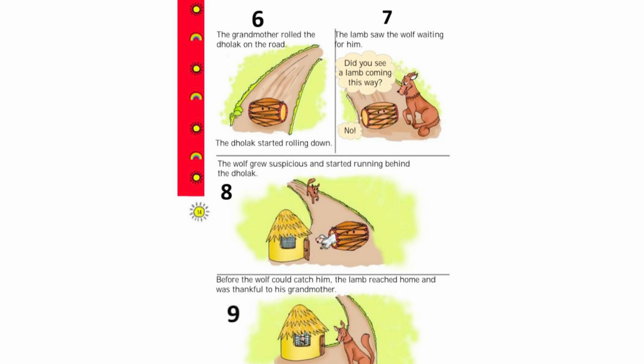Look at the ninth picture. Before the wolf could catch him, the lamb reached home and was thankful to his grandmother. Now I will explain this. So when the wolf came back to catch the lamb, the lamb had reached his home and he thanked his grandmother for giving an idea.